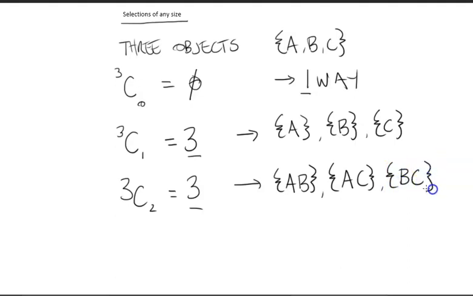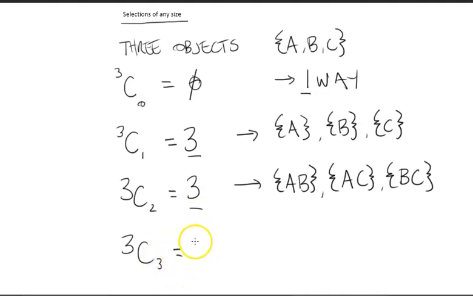Now remember with combinations that order makes no difference. We're combining the 2. So AB and BA are still considered just one form of combination. Same with AC and CA and BC and CB. So in this case there are 3 different ways. And then the last one, say we have 3 and we want to choose all 3 of them.